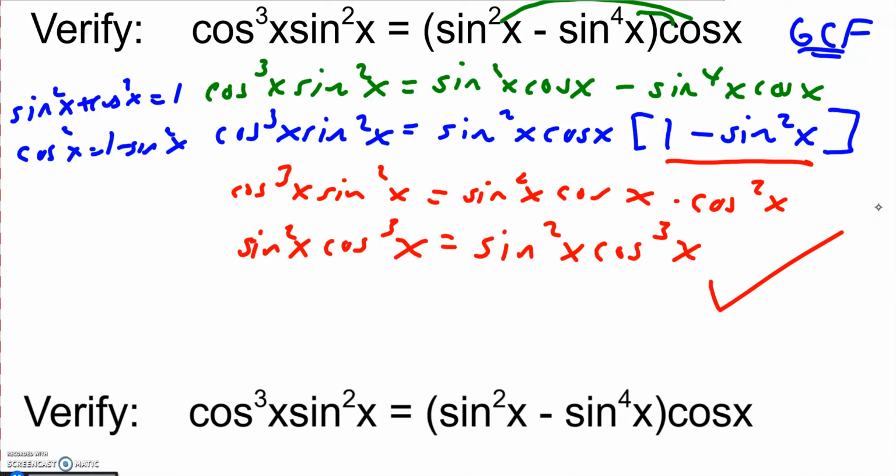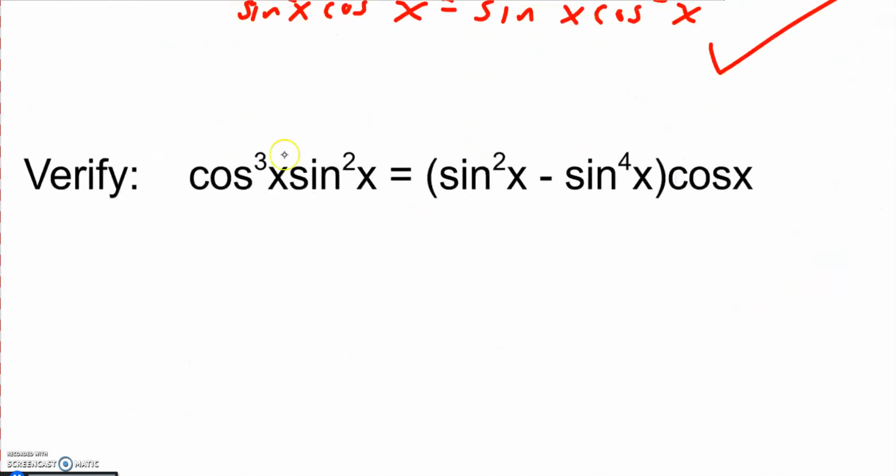If I would like to do this problem a second way, what if I started with this side instead, and I would like to get to this side? Okay, let's see what we can do. The first thing I think about is I see a squared. So can I replace that with 1 minus cosine squared? Well, I could, but notice that this side has sines and cosines. So if I replace this with 1 minus cosine squared, this whole side would be in terms of cosine, which doesn't help me over here. So that's not my good first move.